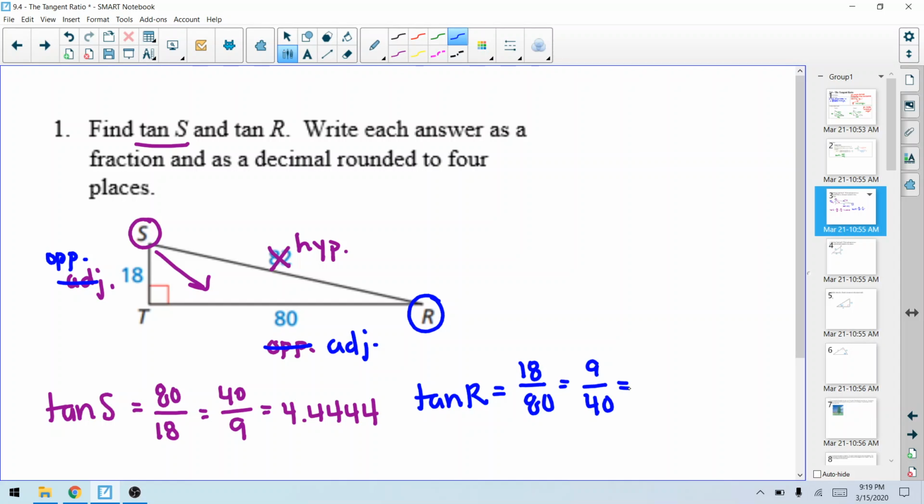Turn that into a decimal, 9 divided by 40. Control Enter, 0.225. And it said round to 4 decimal places, so I'm just going to put a 0 on that for good measure.